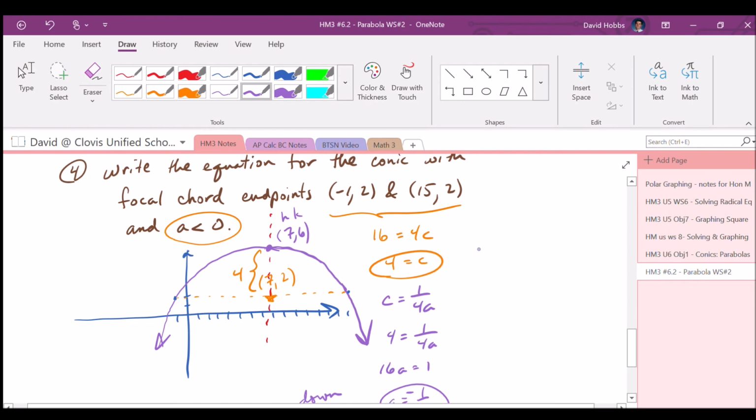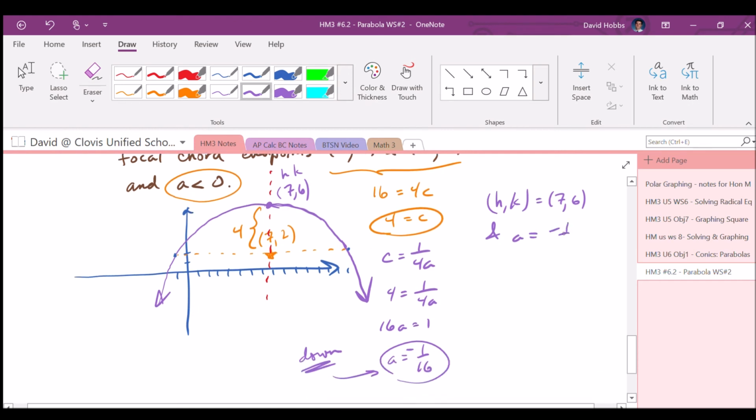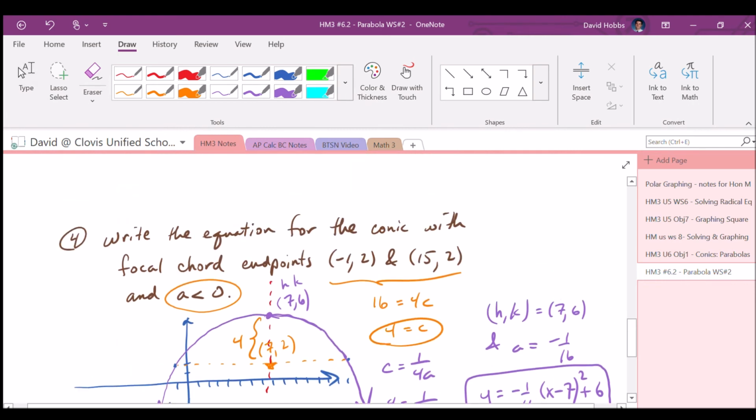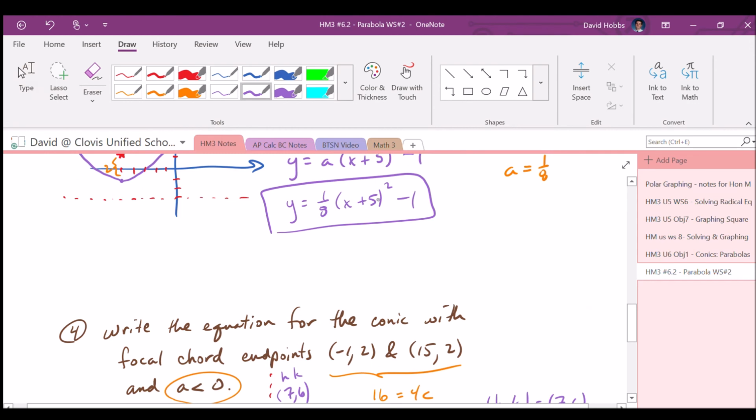So we've got our HK, 7, 6, and A is negative 1/16, so y equals negative 1/16 times x minus 7 squared plus 6. By the way, don't forget the squared term, because if you forget it, it's not a parabola. So that's rather important, just like we had the squared term on the one before, x plus 5 quantity squared.